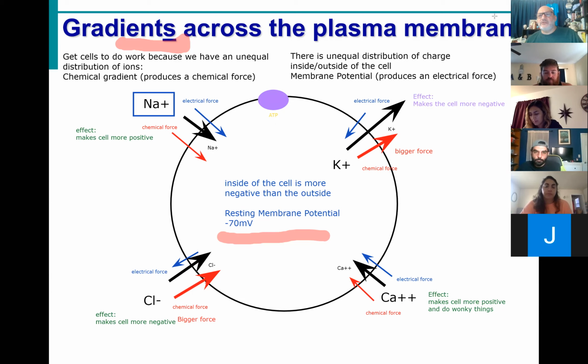Because it wants to come in. So if I'm going to use ATP, it's going to be to kick sodium out. And not just any old sodium, but I'm going to be able to use it to kick 3 sodium out of the cell.